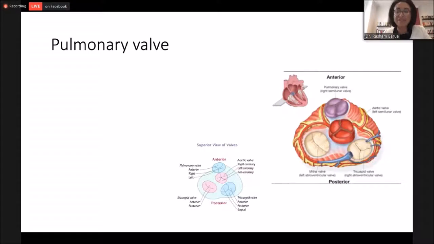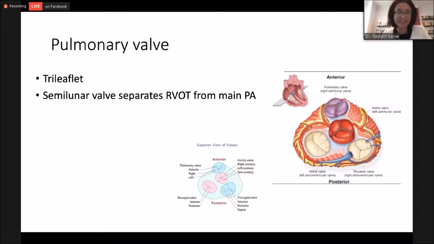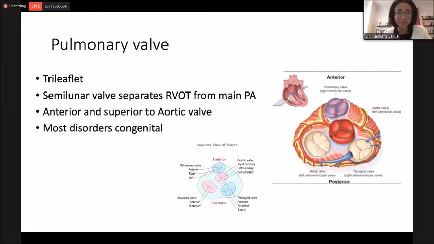So the pulmonary valve, as we all know, is a trileaflet semilunar valve. It's similar to the aortic valve. They develop embryologically in parallel before the pulmonary valve moves anteriorly and superiorly, but it's much thinner than the aortic valve. And most of the disorders to do with the pulmonary valve are congenital disorders. And as you will see later, it is actually possible to survive without a pulmonary valve. So this is often thought of as the Cinderella valve, the forgotten valve.